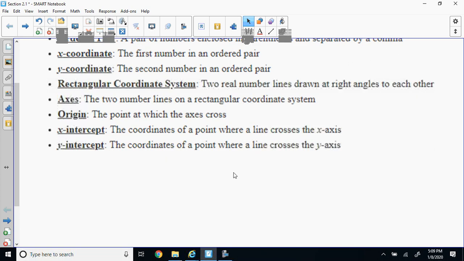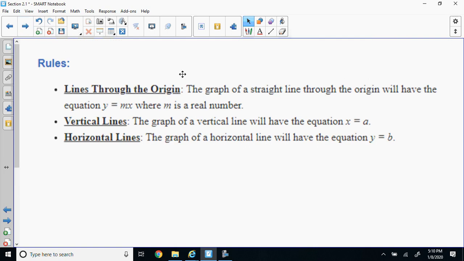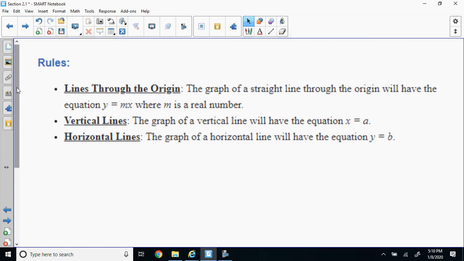X-intercept is the place where the line touches or crosses the x-axis, right? The y-intercept is where the line touches or crosses the y-axis, right? So, any questions about those? A lot of that should be review if you're coming in off 97, 98 or anything, into a math class period.